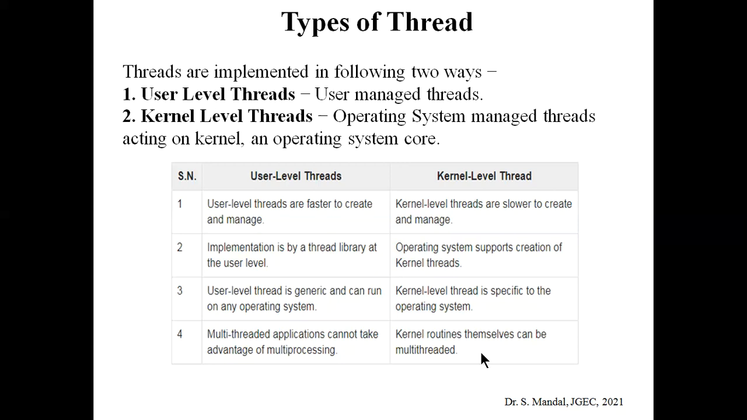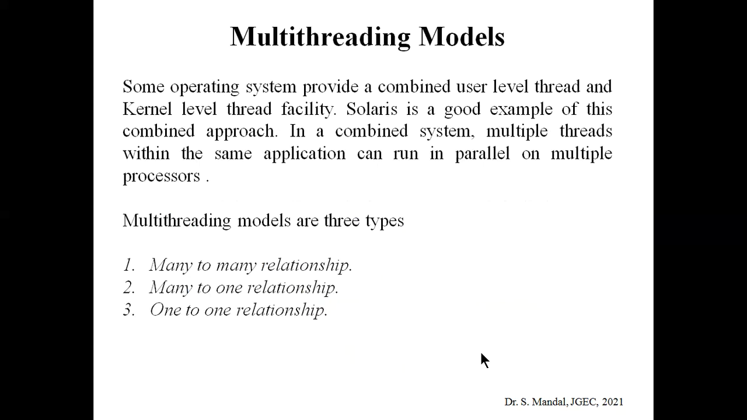Whereas kernel level thread is specific to the particular operating system. And fourth point, a multi-threaded application cannot take advantage of multiprocessing, and kernel routines themselves can be multi-threaded. Kernel level threads are already multi-threaded. Clear? So these are the main differences between user level threads and kernel level threads.